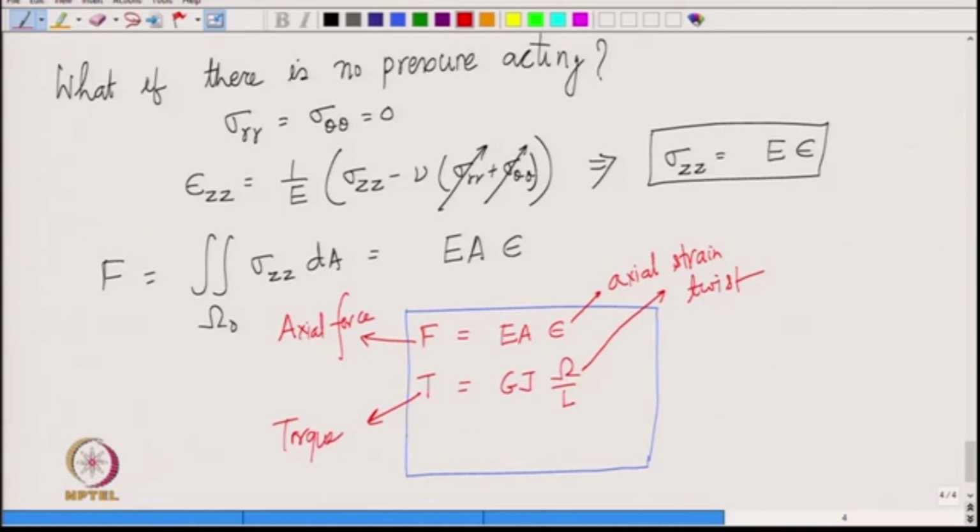And what is the constant that relates? They are EA and GJ, and they have got a name also. So, this is called stretching stiffness of a cylinder or of a bar, okay, whereas this thing is called twisting stiffness or torsional stiffness.